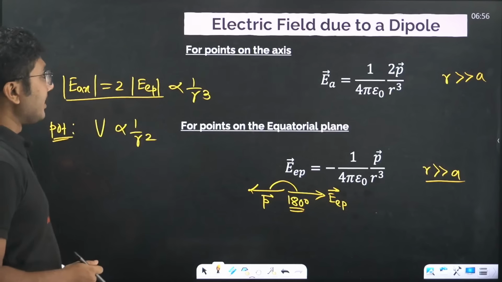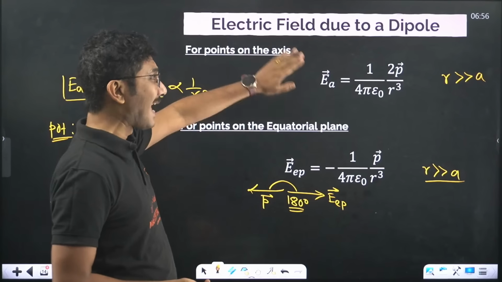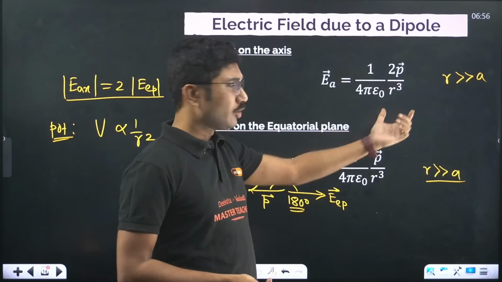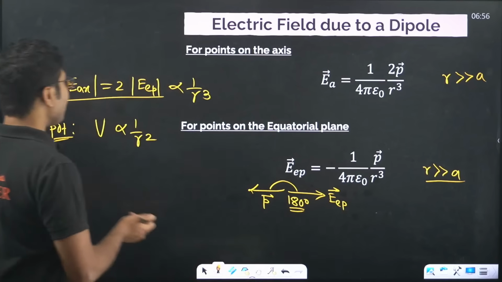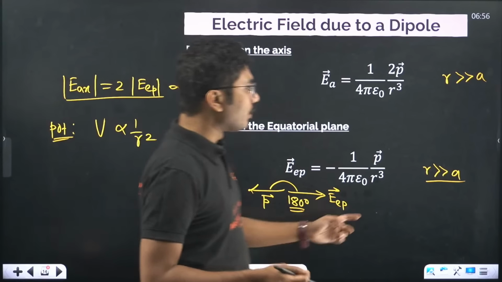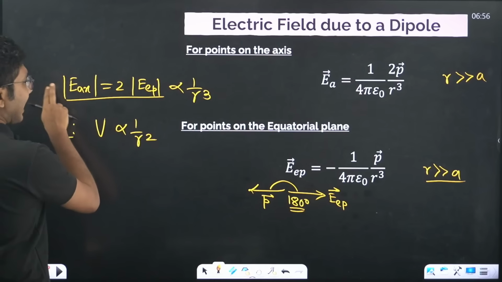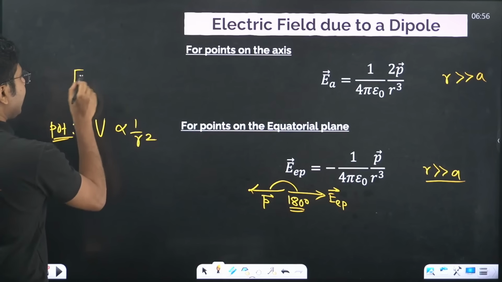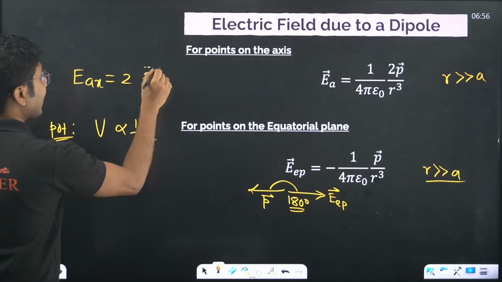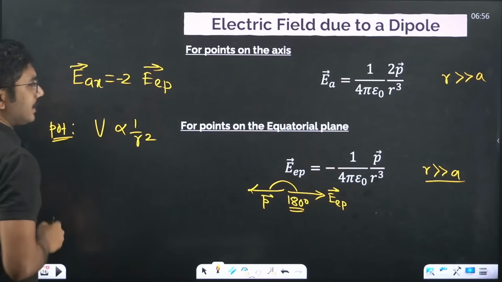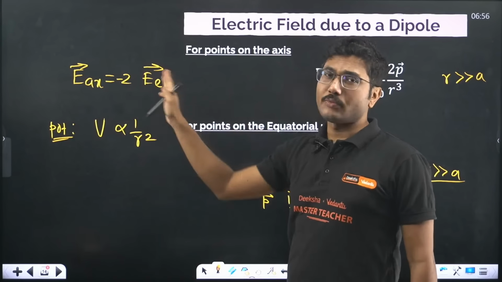Nothing here. Now let's move on to the electric field due to a dipole. Now remember, the electric field due to a dipole on the axis is 2p by r cube, and on the equatorial plane it is minus p by r cube. So from there, if you compare the electric field on the equatorial plane and the axial plane, E axial is equal to 2 times E equatorial. Normally if they add a vector sign, there will be a negative sign. Magnitude wise twice, direction wise opposite.